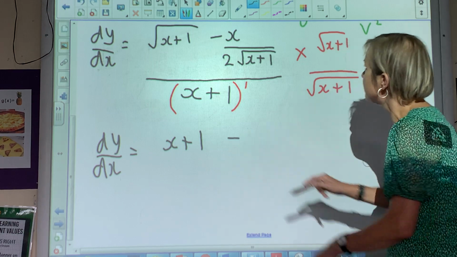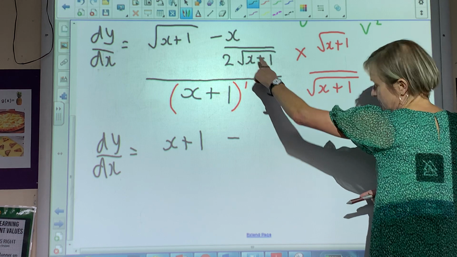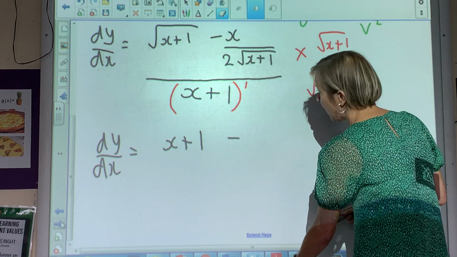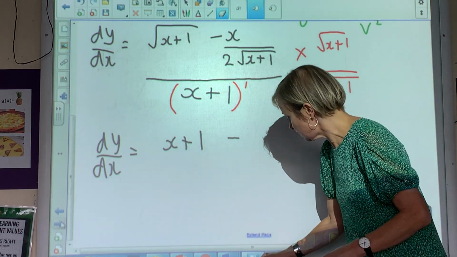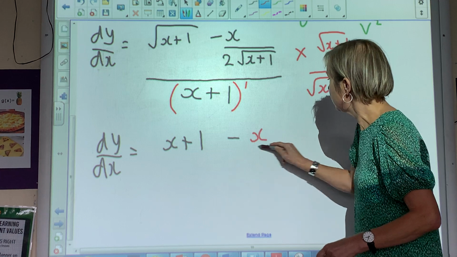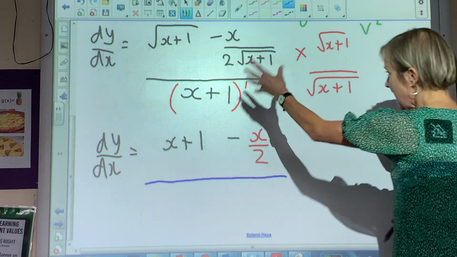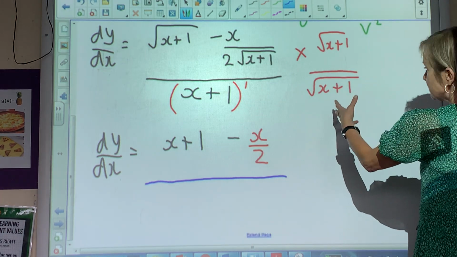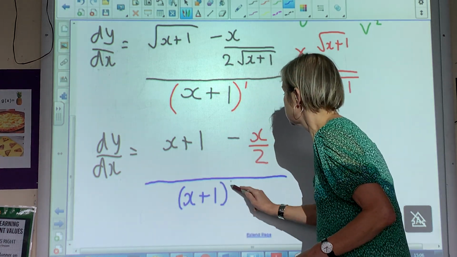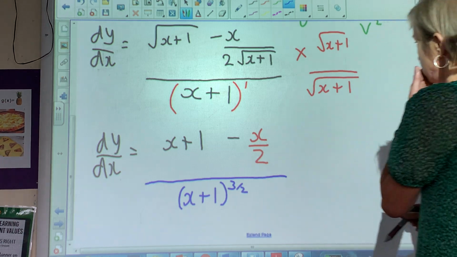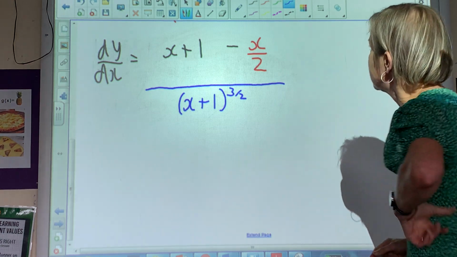If I multiply this term by the square root of x plus 1, so if you imagine what's going to happen there, it's going to cancel with the divide by the square root of x plus 1, so it's just going to end up with a half x all over x plus 1 to the 1 times x plus 1 to the half. So x plus 1 to the 3 over 2. Let's see how this ends up.